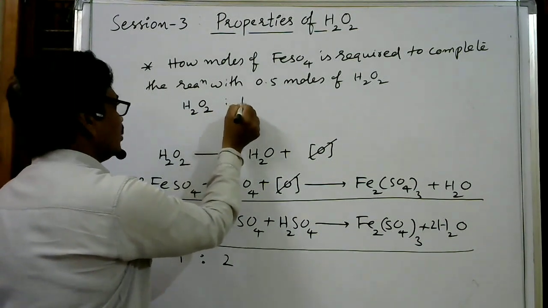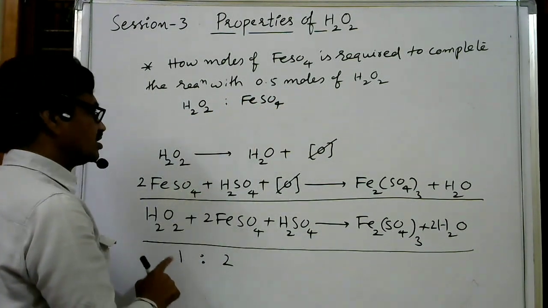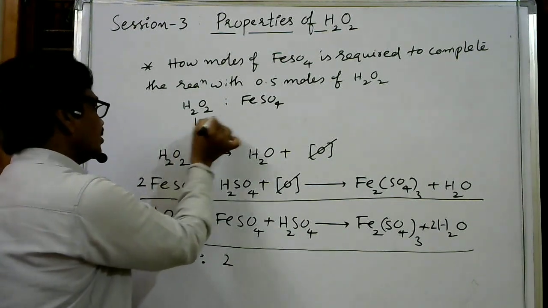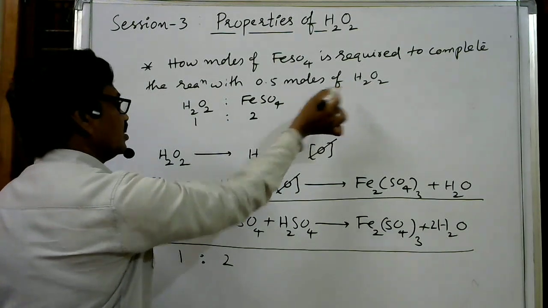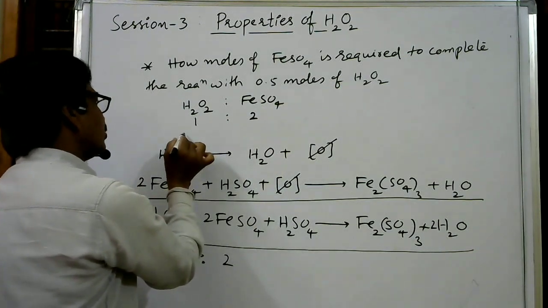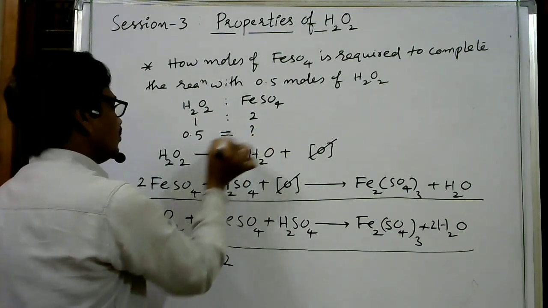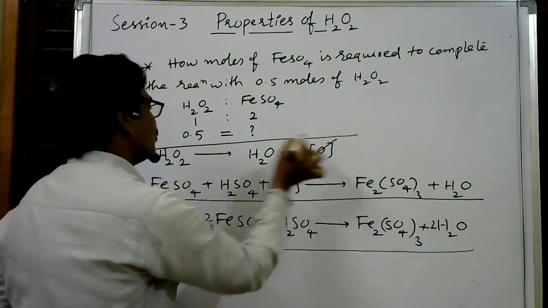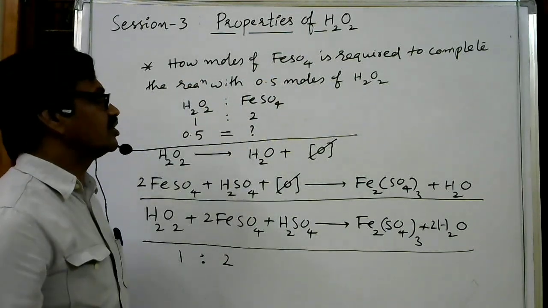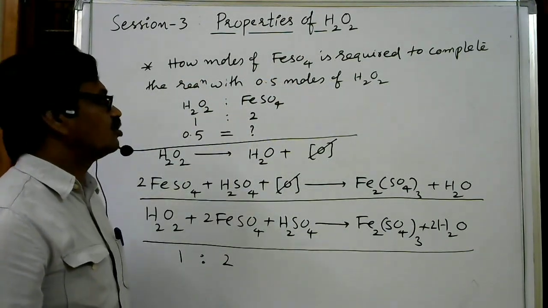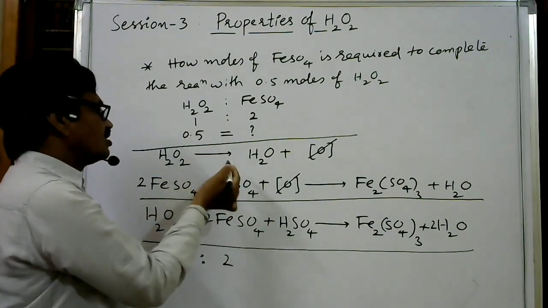H2O2 to ferrous sulfate I am writing. So here, as per this balanced chemical equation, the ratio is 1:2. But how many moles of hydrogen peroxide? 0.5 moles of hydrogen peroxide, if you take 0.5 moles. How many moles of ferrous sulfate are required? That is another question. How many moles of ferrous sulfate are required to complete the reaction with 0.5 moles of H2O2, they are asking. So if you do cross multiplication, you can get the answer.